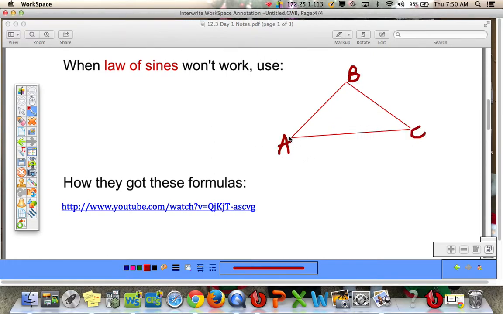And angle A is across from side A. Angle B is across from side B. Angle C is across from side C. Here is the law of cosines.